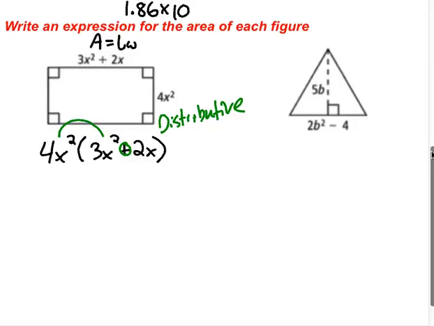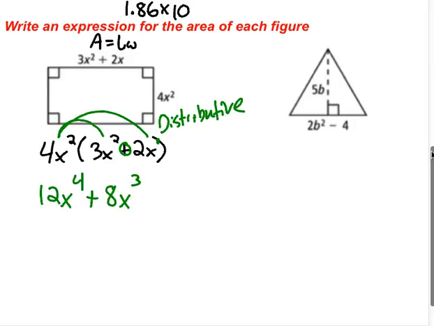Well, 4 times 3 is 12. X squared times x squared, the 2 plus 2 gives me 4. And I also have to distribute that to the 2x. 4 times 2 gives me 8. X squared times x to the first, 2 plus 1 gives me 3. So these rules of exponents can actually be applied to distributive problems also. Now, let's look at our final example.